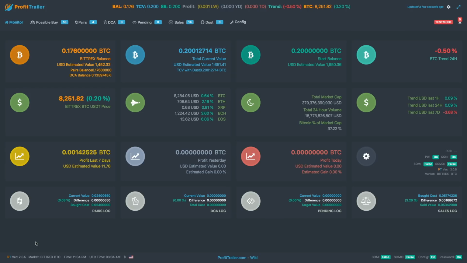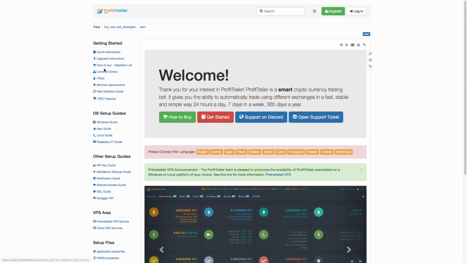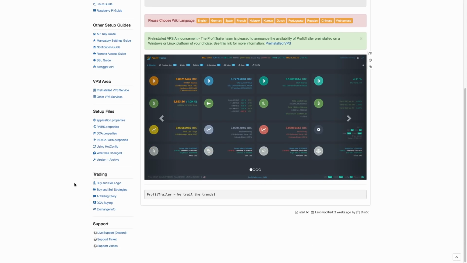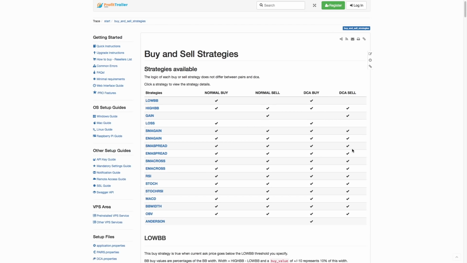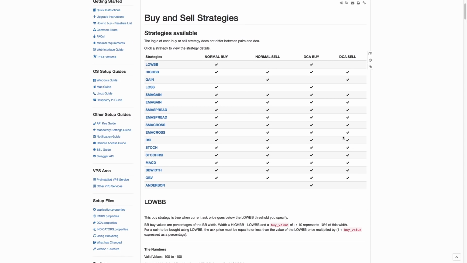It is the Bollinger Band width indicator, and we're going to take a look over here at the Wiki to get a little better understanding of it. I just go down here to the bottom of my monitoring page, click Wiki, and that takes us to the Wiki welcome page, and we go down to the trading submenu and click on buy and sell strategies.